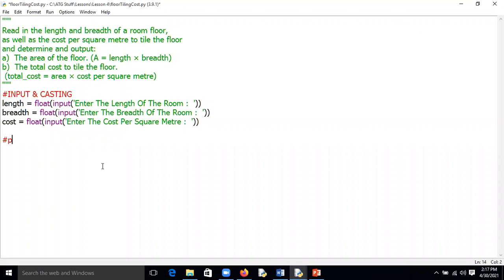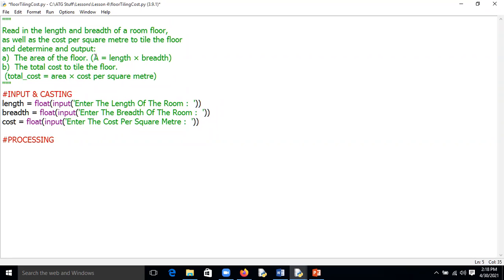So we had three inputs: length, the breadth, and the cost. Now, let's go look at what processing we need. Remember I told you that to determine exactly what processing we're going to need, we need to ask ourselves, what must we do with the input to actually get the output? My output, I need two outputs. Firstly, I need to work out the area and then the total cost. And here we go. Total cost is equal to, or is assigned, the area times the cost per square meter.